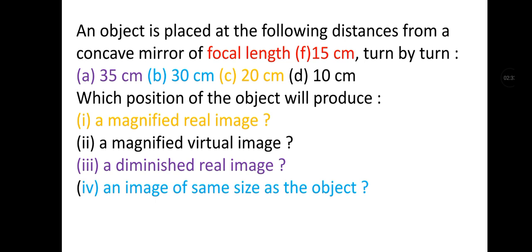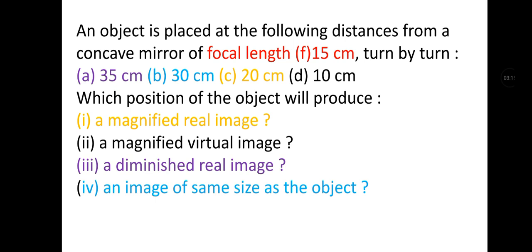That means the object is placed between the center of curvature and the focal point F. So when the object is placed between C and F, it will produce the magnified real image. And D is 10 centimeter. That means when the object is placed between the focal point and the pole of the concave mirror, it will produce the virtual image on the other side of the concave mirror.